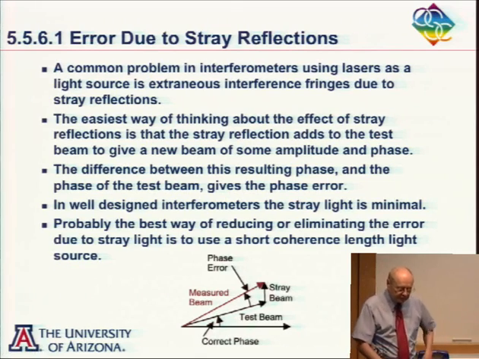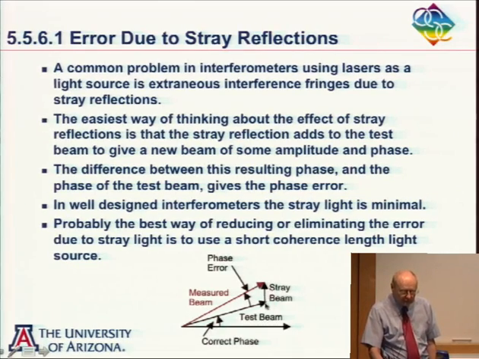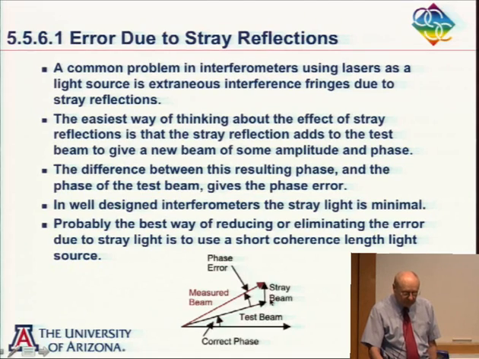Now I have a stray reflection from something or another, and it has some amplitude, like this, and it has some phase. I drew it pretty much vertical, but it may go at whatever angle. If it has the same phase as the test beam, that's not a problem. But if it's different from the test beam, then these two beams are adding, and are coherent, so they're adding coherently. And so it makes it look like I have a beam that looks like this.